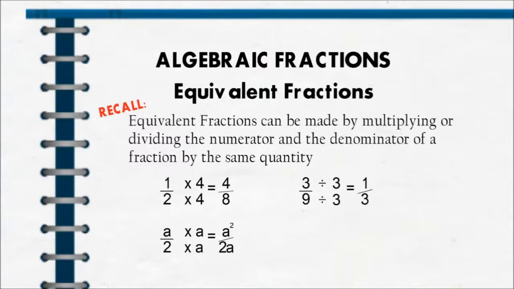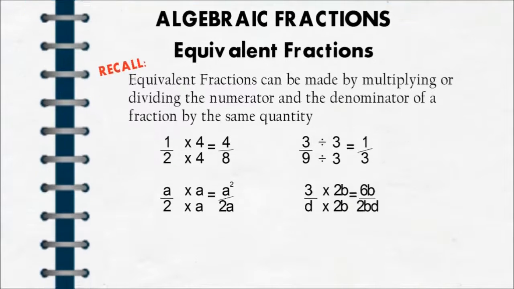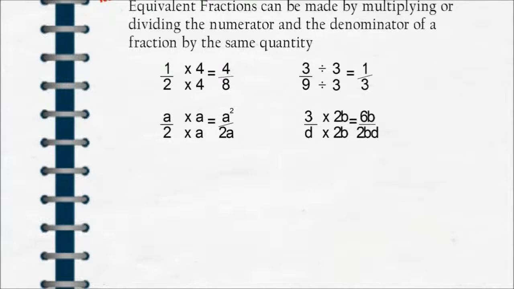Okay, so another example will be 3 over d equal to 6b over 2bd. So if we choose to multiply the numerator and the denominator of 3 over d by 2b, we'll have 3 multiplied by 2b to give us 6b, and d multiplied by 2b to give us 2bd. So there we have it.